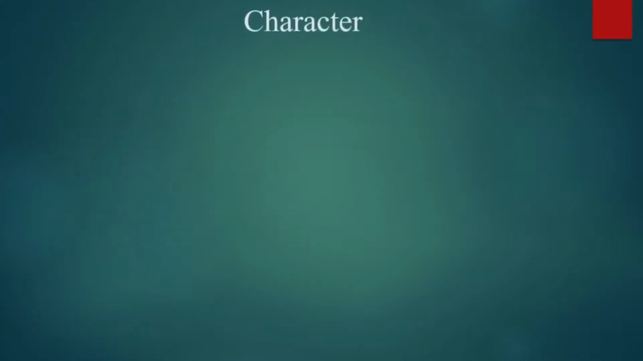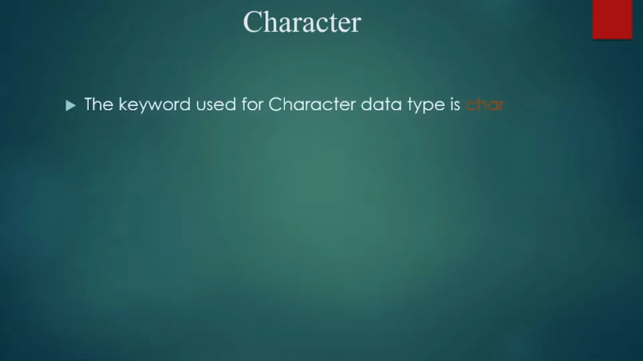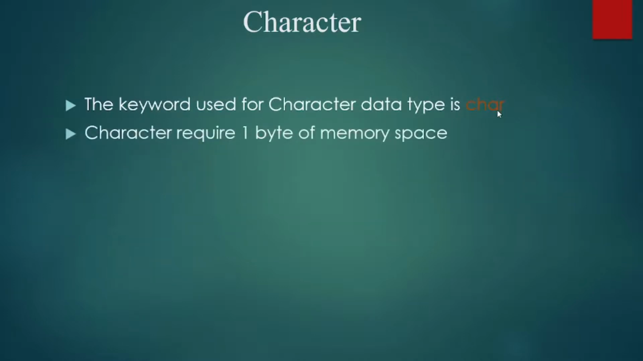So let's take a look at the character. So what is a character? Well, a character is basically a single letter of your ABC, you can say. A single letter is called a character. To represent a character in C++, we have to use the keyword char, C-H-A-R. A character requires 1 byte of memory space and it contains a single letter.